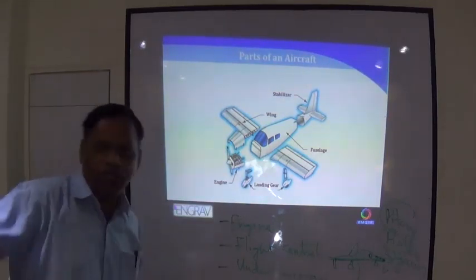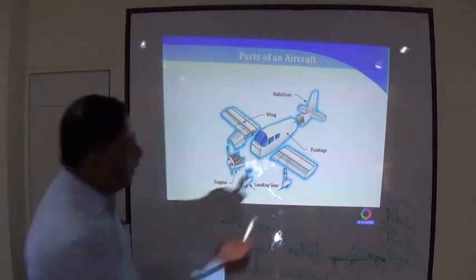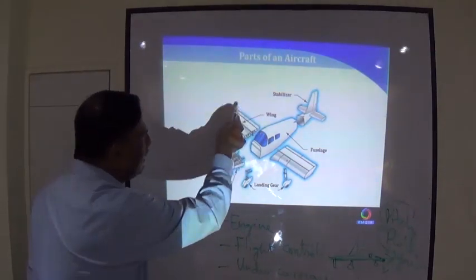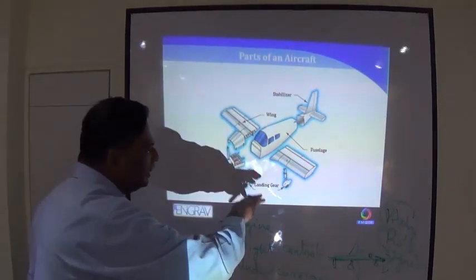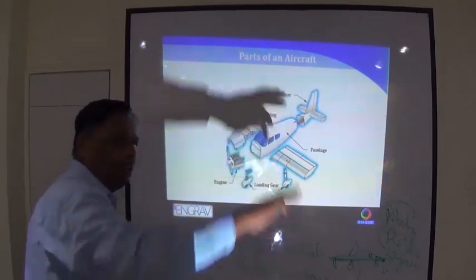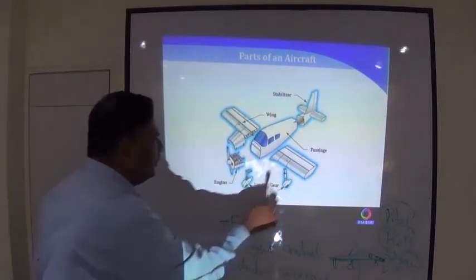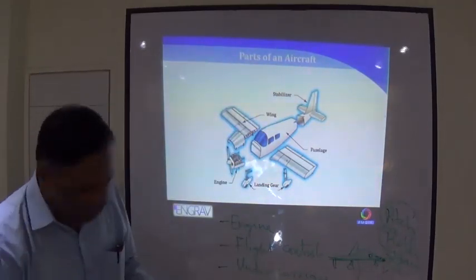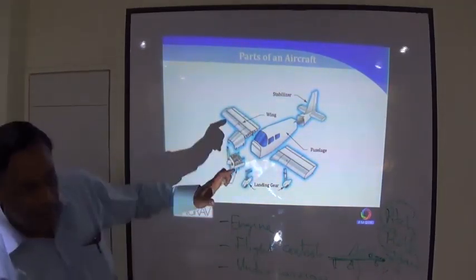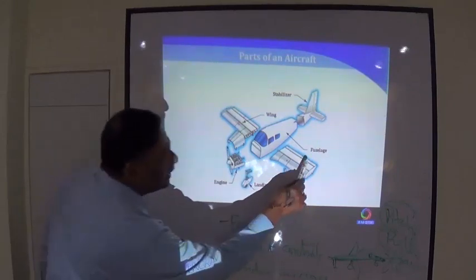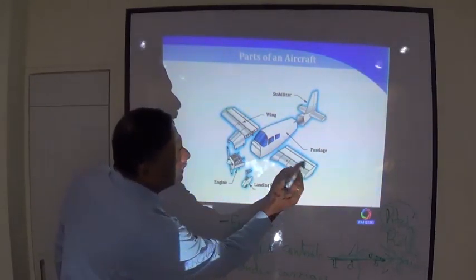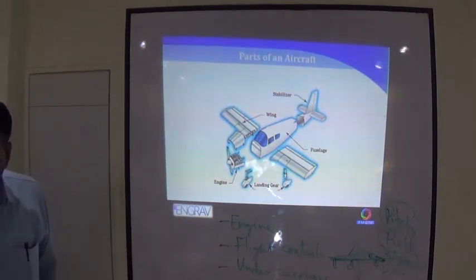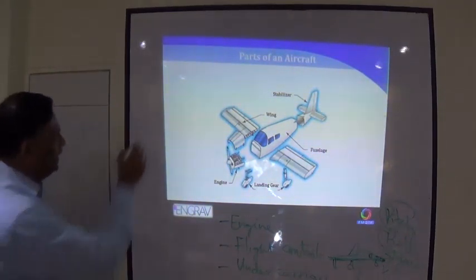If I want to roll the aircraft, what do I do? If I increase the lift on the left wing and decrease the right wing lift, I will roll towards the right. This will go up, this will come down. So this rolling to left or right is again by adjusting this control surface, this here. This is called aileron. So aileron, I write it.